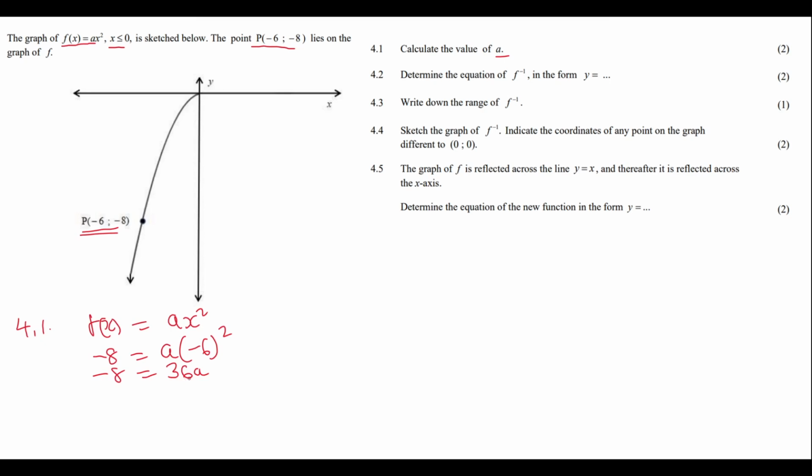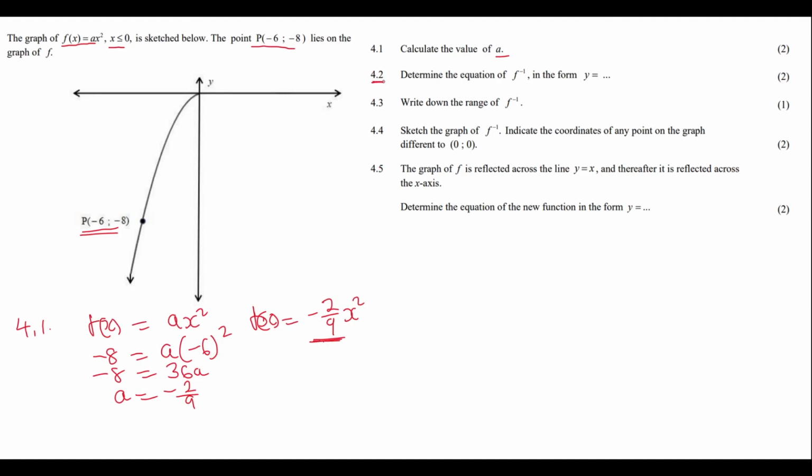And then we divide by 36 on both sides of the equation. We get that a is equal to -8 over 36, which reduces to -2 over 9. So meaning that f of x is equal to -2 over 9 x squared. Makes sense because the graph is concave down, so our a is negative, or our a is less than 0. Okay, that's the first one.